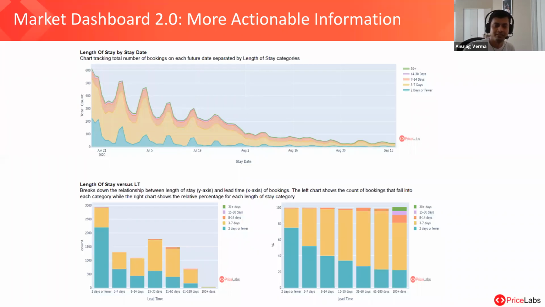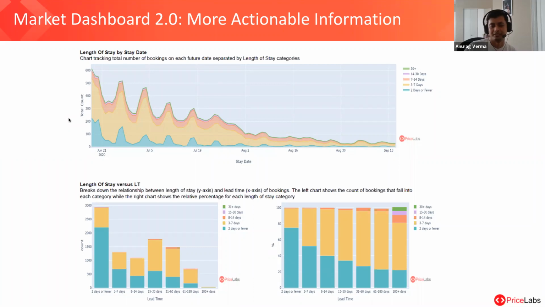On the left, it's showing you for each lead time. So each bar, each column here is lead time, and it's showing you the volume of bookings coming in each lead time. So it seems like a lot of last minute bookings are happening here. But on the right, it also shows you what percentage of bookings happening in a certain lead time are in a particular length of stay category. So this is super important.